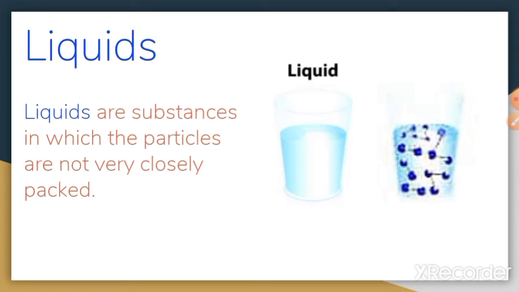Now there are a few characteristics of liquids also. It has no fixed shape as it takes the shape of the container. It has a fixed volume. Molecules are loosely packed. It can be compressed. Liquid is lighter than solid, and liquids flow from one place to another.